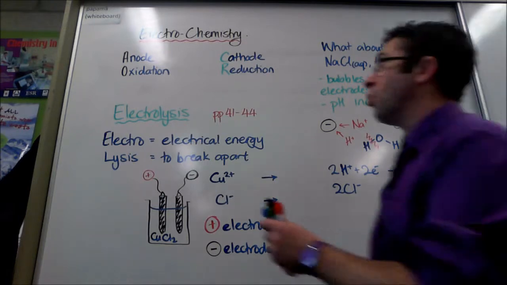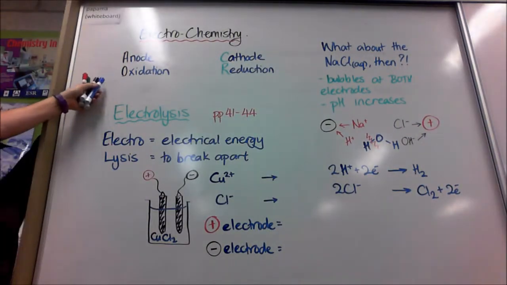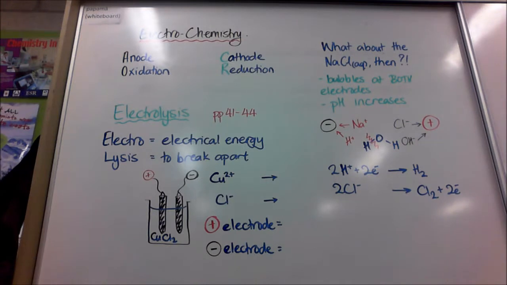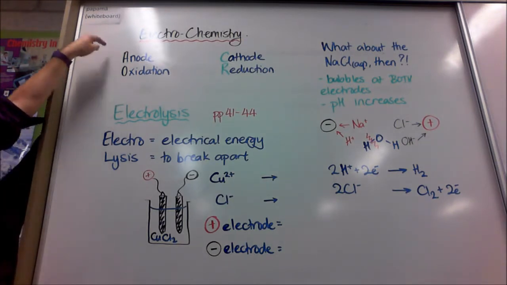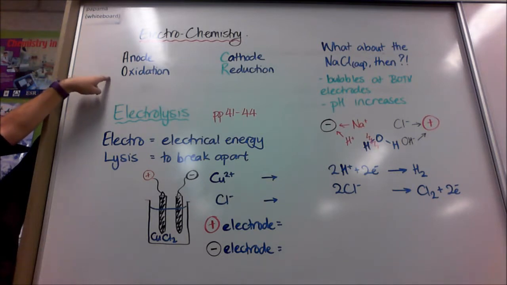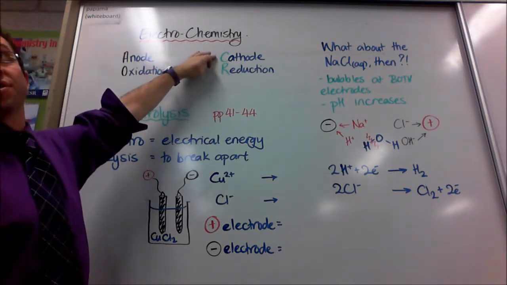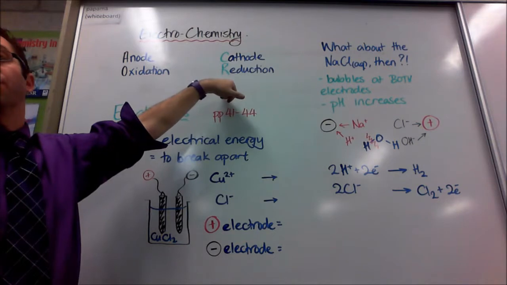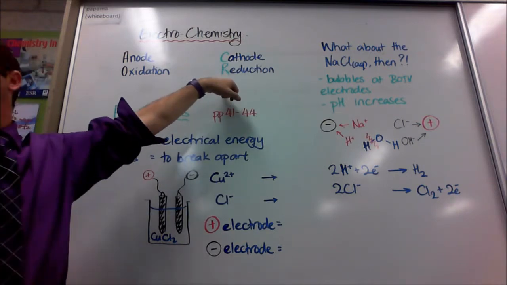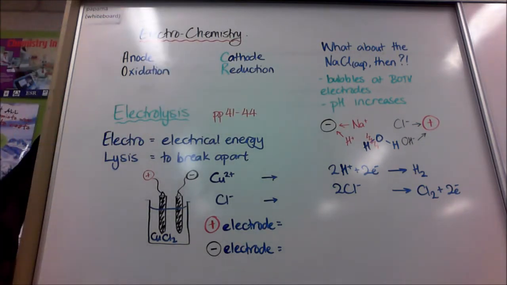The anode is always the one where oxidation occurs, and the reason that I've emphasised the first letter is they're both vowels, so that's a way to remember it. The vowels go together. The anode is where oxidation will occur. The cathode, consonant, is where reduction, also a consonant, occurs. All right, so you can use that idea there.